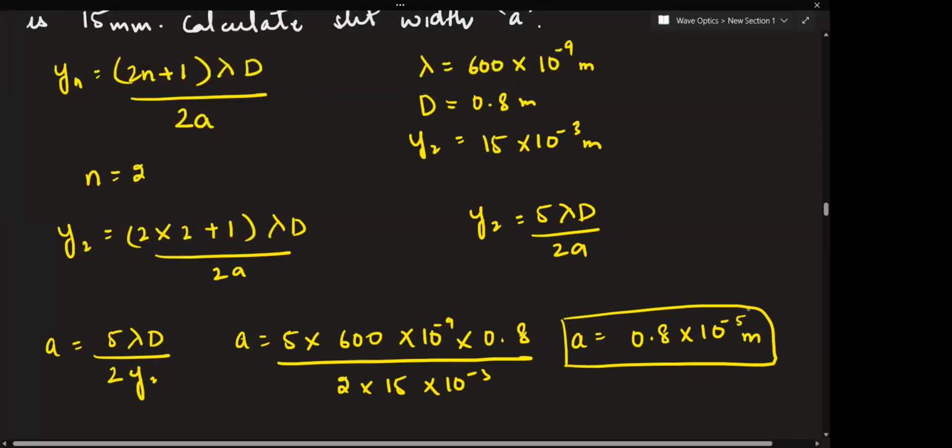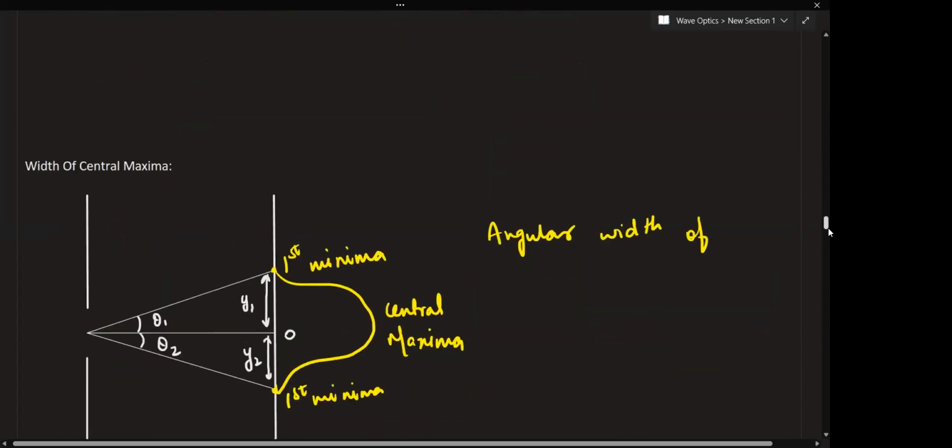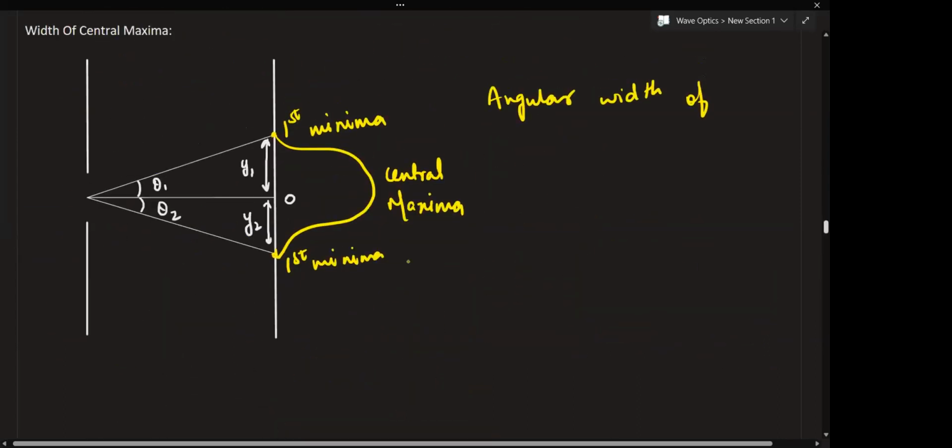Fine? Okay, so I was telling you the angular width means the angle that this central maxima is subtending. If it is θ1 from this slit coming and θ2 below, what will be the total angle subtending? That will be just θ1 plus θ2. And both these angles are equal. Like if this is θ1, then this is also θ1 only.